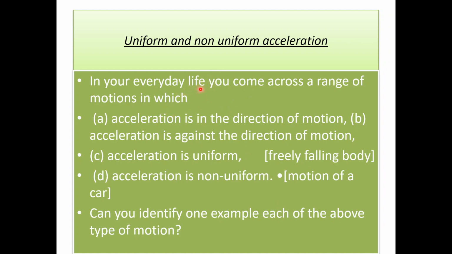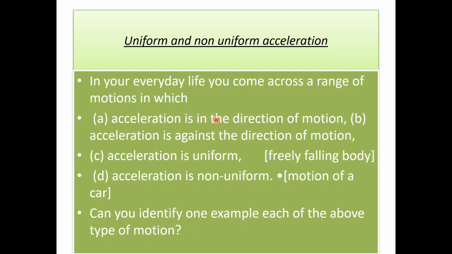Next, a few questions regarding uniform and non-uniform acceleration. This activity is given in your NCERT textbook. In everyday life, you come across a range of motion in which acceleration is in the direction of motion, acceleration is against the direction of motion, acceleration is uniform, acceleration is non-uniform. Can you identify one example of each type of motion?